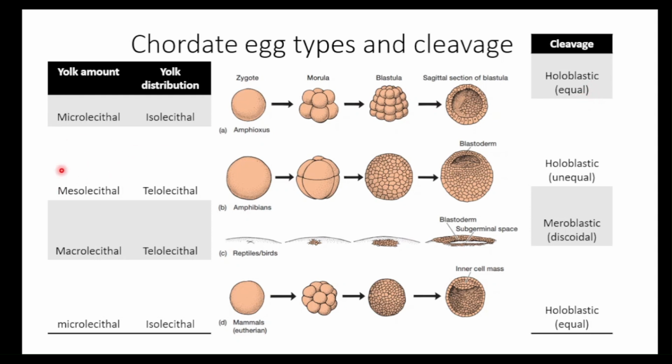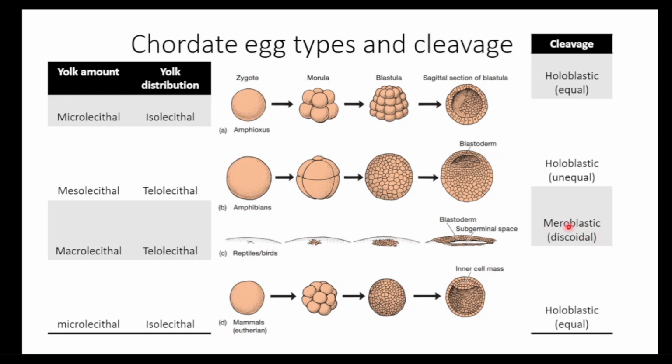Kapag may moderate amount of yolk kagaya ng amphibians, yung side na kung saan mas maraming yolk, mas malalaking cells kasi nai-impede yung cell division dun, whereas the side kung saan mas konti yung yolk, mas maliliit yung cells kasi mas mabilis yung cell division. So the cleavage type is holoblastic but unequal. Kapag sobra, the extreme case is macrolecythal, kagaya ng sa reptiles and birds. The cell division is incomplete or meroblastic.